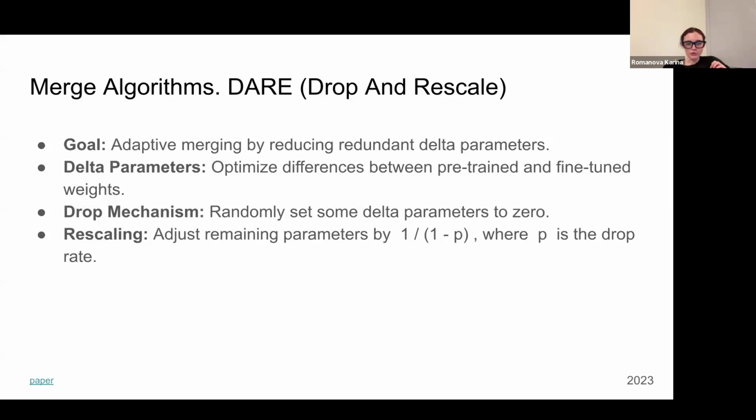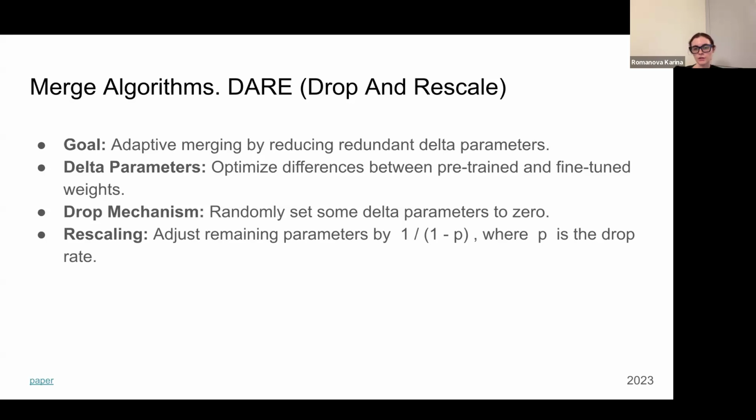So there is a model merging technique that focuses on reducing redundant delta parameters, the difference between fine-tuned and pre-trained model parameters. It operates by randomly dropping a proportion of these delta parameters and rescaling the remaining ones to approximate the original model's output. This approach aims to minimize interference between models during merging, thereby preserving the performance of the fine-tuned models in the merge outcome.